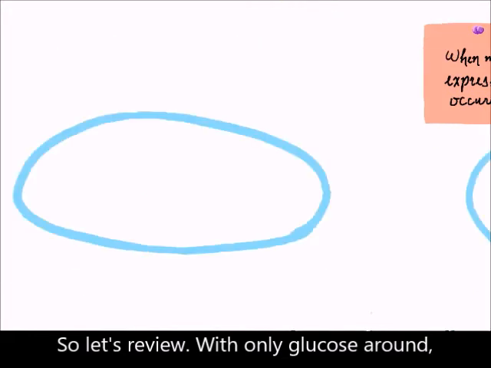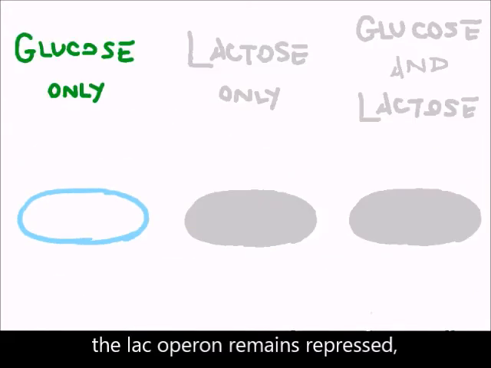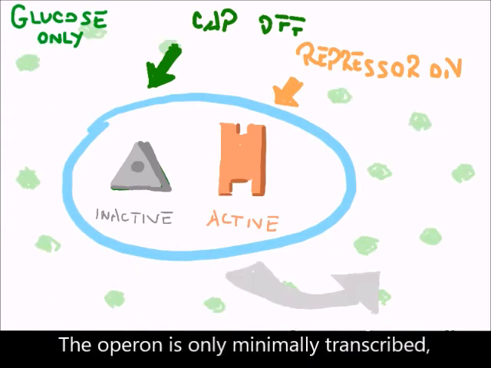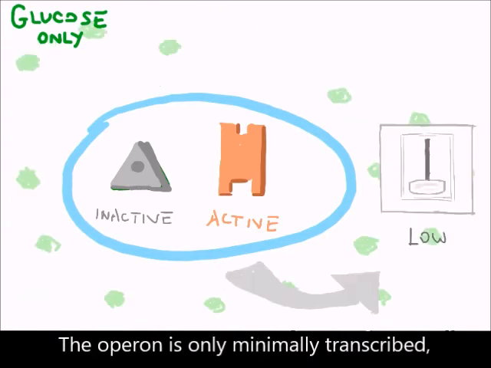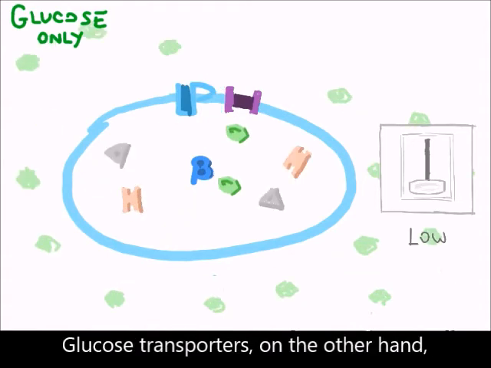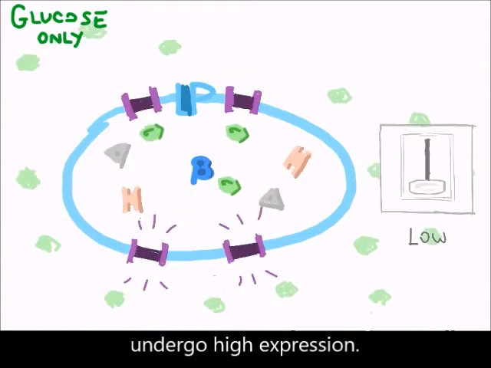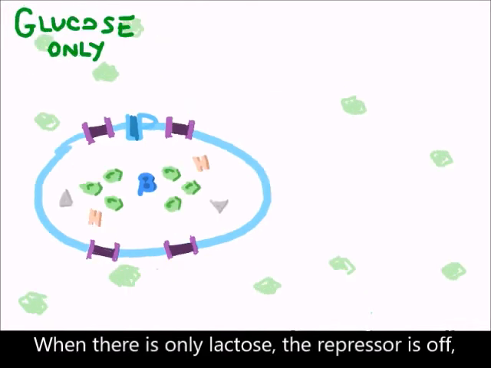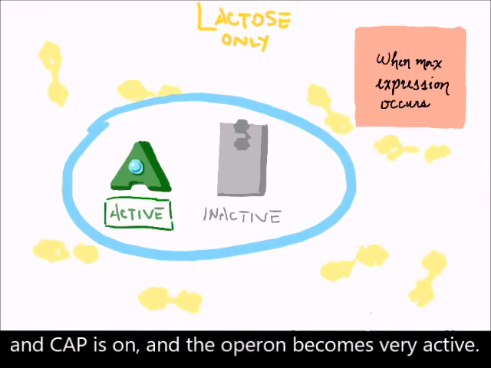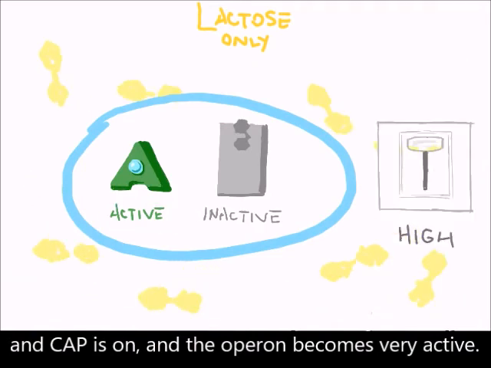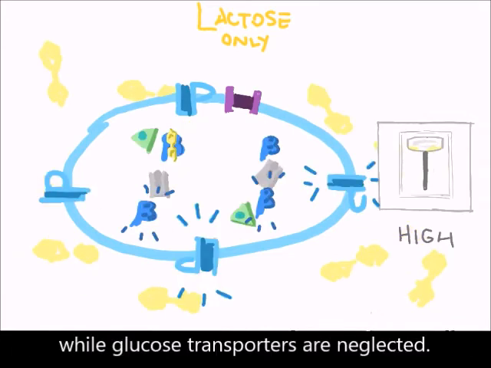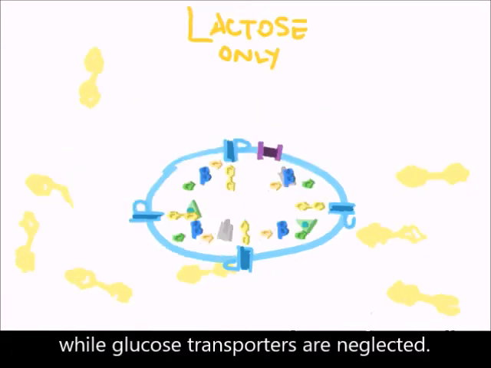So let's review. With only glucose around, the Lac Operon remains repressed, and CAP is inhibited as well. The operon is only minimally transcribed, and expression of Lac Operon proteins is low. Glucose transporters, on the other hand, undergo high expression. When there is only lactose, the repressor is off and CAP is on, and the operon becomes very active. The production of Lac Operon proteins then increases, while glucose transporters are neglected.